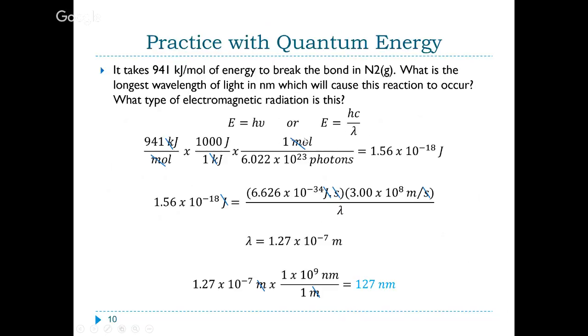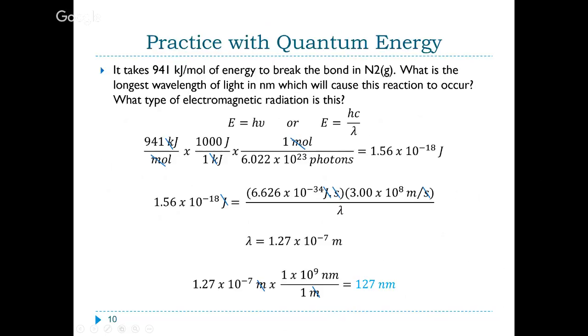Now I pay attention to the fact that this is kilojoules per mole, but energy has to only be in units of joules. So I'm going to do a conversion to take me out of kilojoules and moles. I know that in 1 kilojoule there are 1,000 joules, and I know that 1 mole of anything is Avogadro's number. So I perform my unit conversions, multiplying everything on the top, dividing by everything on the bottom, tells me that this is 1.56 times 10 to the negative 18th joules.